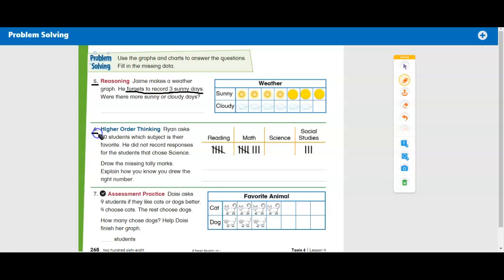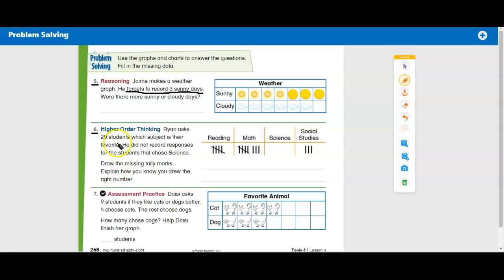Number 6 says higher order thinking. Ryan asks 20 students which subject is their favorite. He did not record responses for the students that chose science. Draw the missing tally marks. Explain how you know you drew the right number.